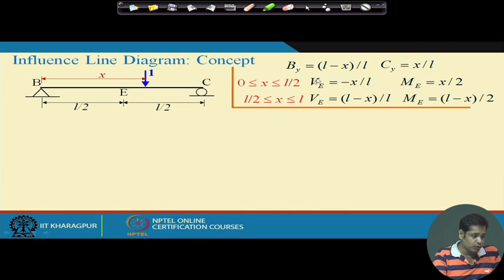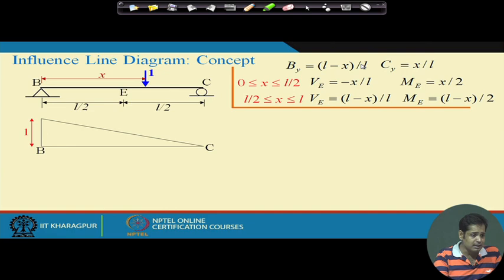Now, what does this expression give us? It gives us how the shear force, bending moment at a particular location and the support reactions change with the change in location of this unit load, because x is the location of the unit load. Now, if we graphically represent this equation, say first the expression for reaction By, then at x equal to 0 this will be 1, and at x equal to L this will be 0, and in between B and C it is linearly varying.